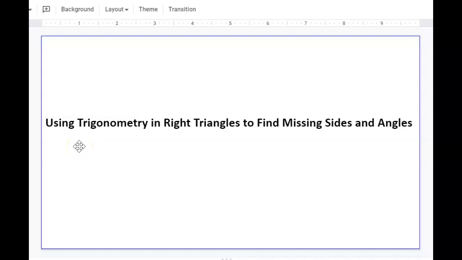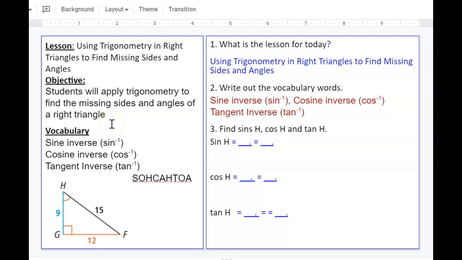Mfona, your math teacher. Today, we're going to be looking at using trigonometry in right triangles to find missing sides and angles. By the end of this lesson, you should be able to apply trigonometry to find the missing sides and angles of a right triangle. The vocabulary words we'll go through today are sine inverse, cosine inverse, and tangent inverse. Now let's take a look at this problem.